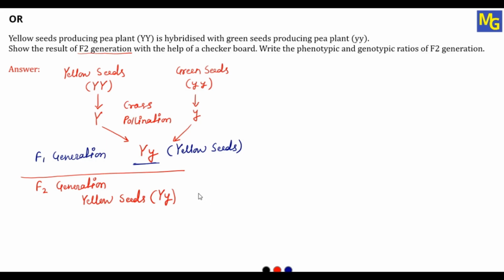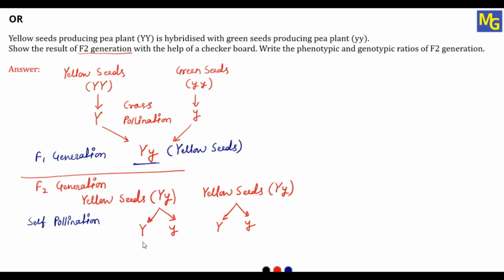Therefore, this is self-pollination. I will write here again yellow seeds. We are going to do the pollination in the same plant, and therefore it is self-pollination. Now what genes will we write? Here both are different, so we will write separately capital Y, small y, and here also the same thing, capital Y and small y. So these are the genes. Now we have to cross these. Which type of pollination will it be? Remember, it will be self-pollination, because we pollinate in the same plant. In the F1 generation the two plants were different; here both plants are the same.